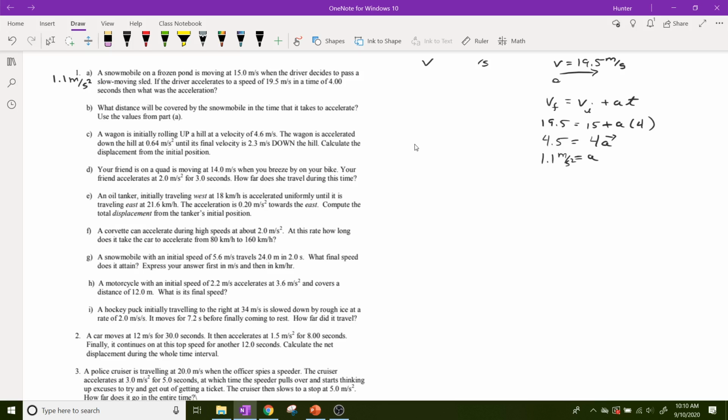And when you erase this, we're going to move on to part B, because I've got to have more room. So I'm just going to erase it. Good news is now that I'm actually recording it this time, it doesn't really go away. We can just look at the videos. What distance will be covered by the snowmobile in the time it takes to accelerate? Use the values from part A.